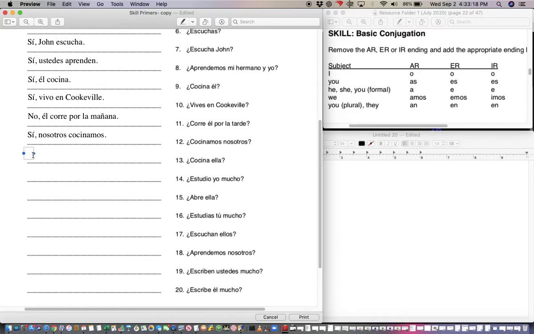Number 13, cocina ella. Does she cook? Yes, she cooks. See, ella, cocinar, take off the AR. The ending for an AR verb for she is a. So sí, ella cocina. Yes, she cooks.